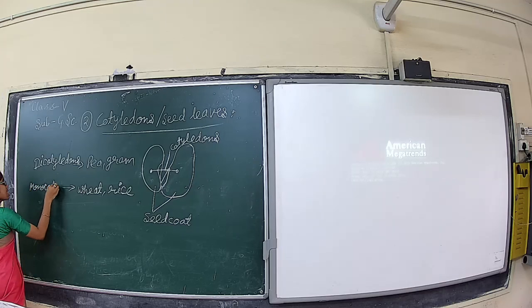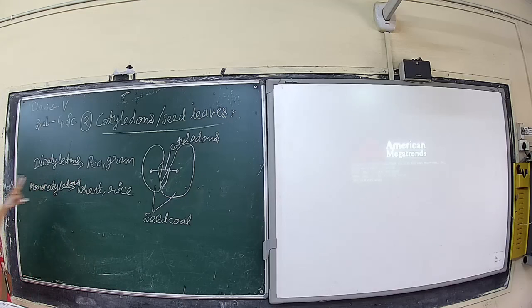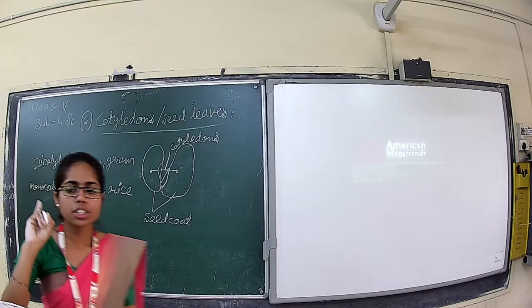They are scattered like that. Monocotyledons. Mono means single, one. And di means two.